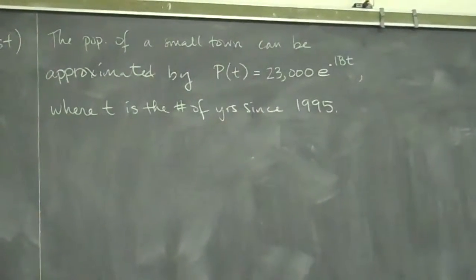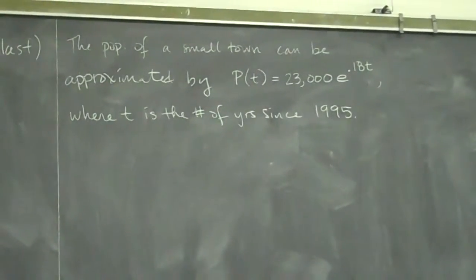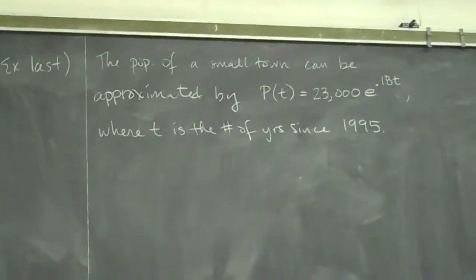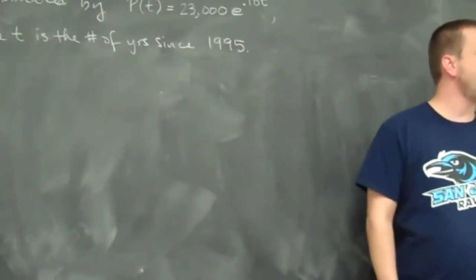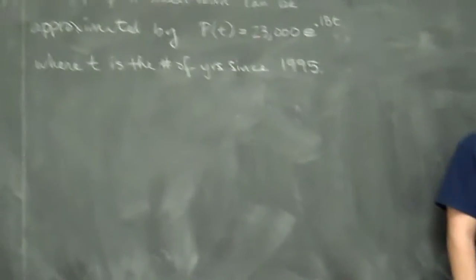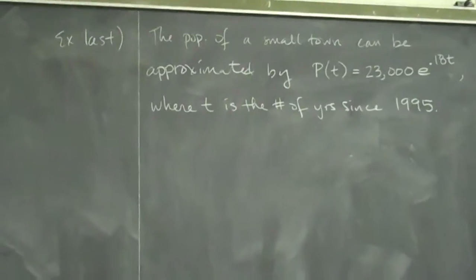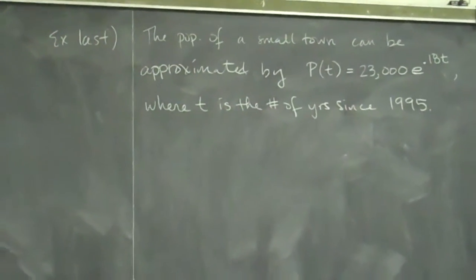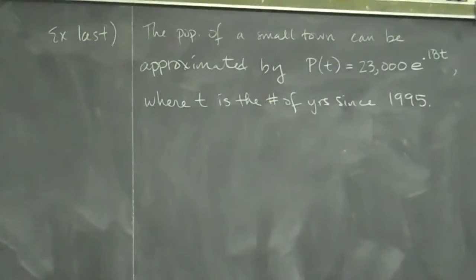All right, does that work for everybody? So here's my question. What was the population of this town in 1995? It's just 23,000. How do you get that? There's two ways you can answer that question. They're both valid. Or there's maybe others, but they're less valid. Okay? Here's one way to go about it, the literal approach.